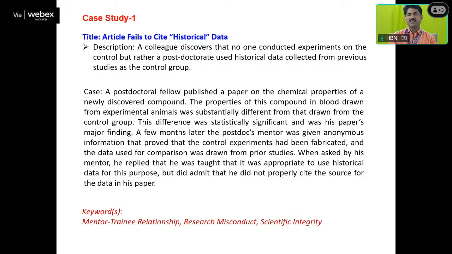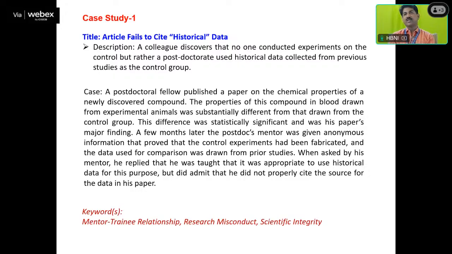In the detailed case study, a postdoctoral fellow published a paper on the chemical properties of a newly discovered compound. The properties of the compound in blood drawn from the experimental animals were substantially different from those in blood drawn from the control group. So they studied the properties of a particular compound in the bloodstream in animal experiments, and they showed that the control samples and the experimental samples had different properties. The difference was statistically significant.